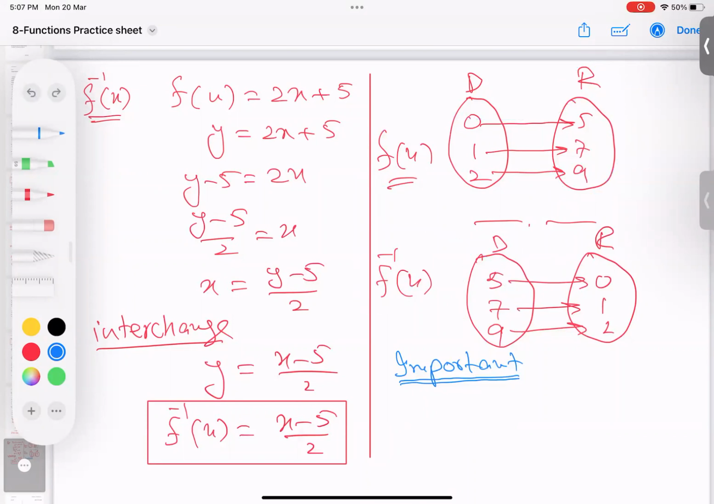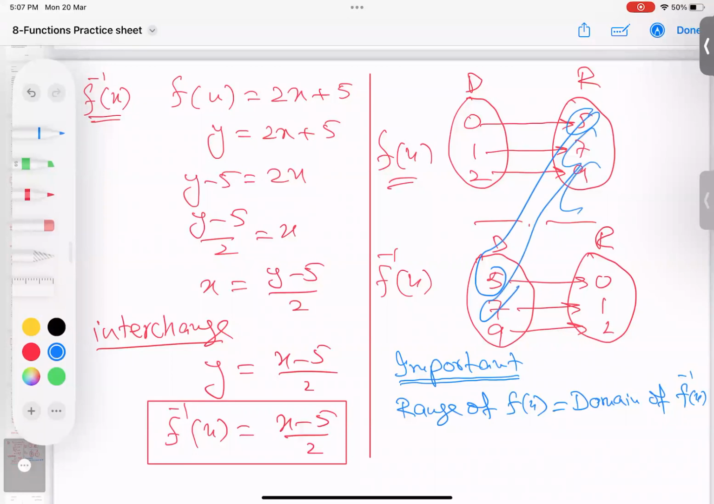That's it. I repeat, range of function equals to domain of inverse function. And I believe this is nothing hard. You agree with me even. 5 match, 7 match, 9 match. So I can simply say that range of function is actually domain of inverse function.